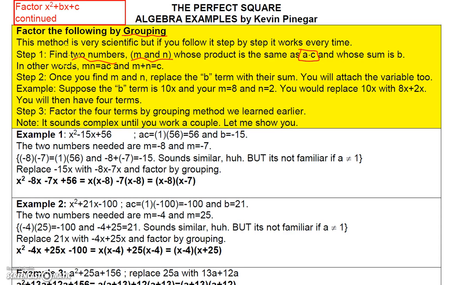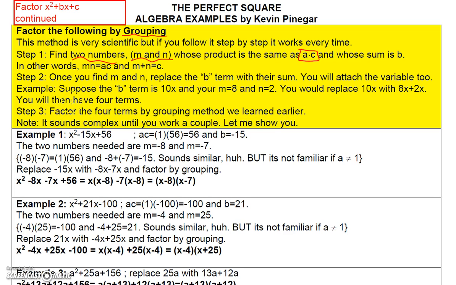But what we want to do here is, once we find m and n, we can replace this bx term with the two numbers. We can break that term up into those two numbers. Like, if that was 5x, we might replace it with 3x plus 2x or something like that. So here's an example. Suppose the b term is 10x and m is 8 and n is 2. Then you would replace the 10x with 8x plus 2x. And that will give you 4 terms instead of 3 terms.